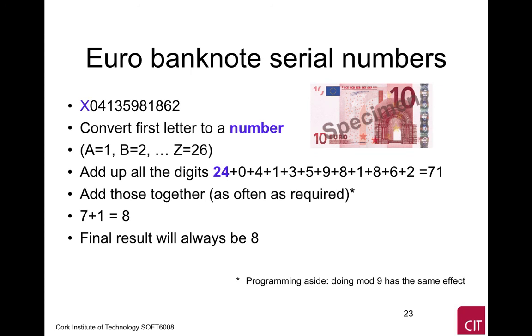So, banknotes. The first letter of a euro banknote actually tells you the country in which it was printed, as it happens. And if you convert that to a number, where A is 1, B is 2, C is 3, D is 4, and then you add up all the digits, you'll get a number. If you add up all those digits and keep going until you've only got one digit left, you should get 8.